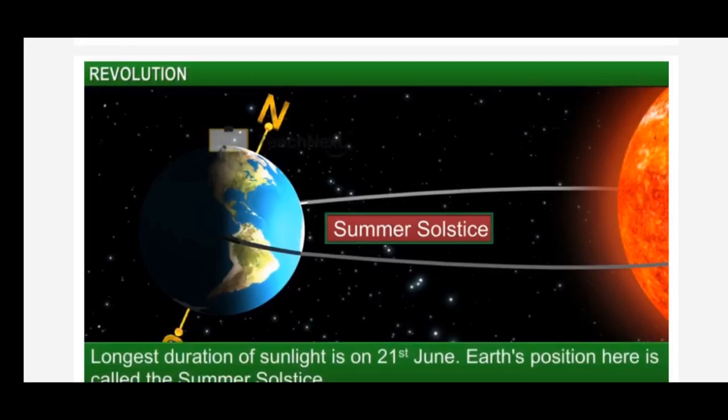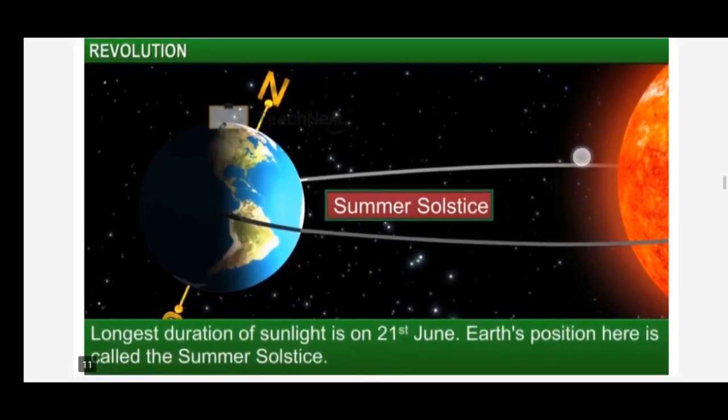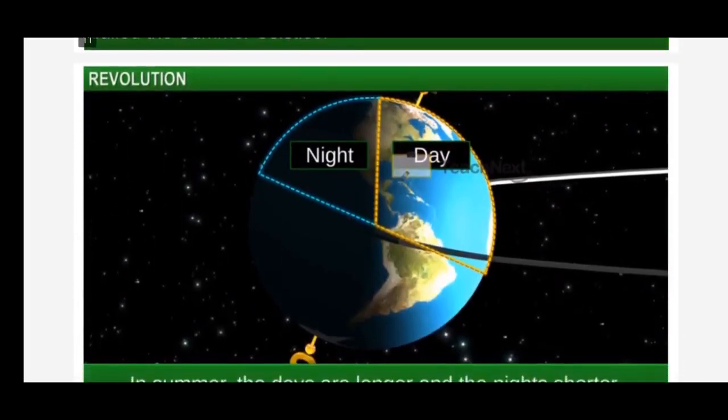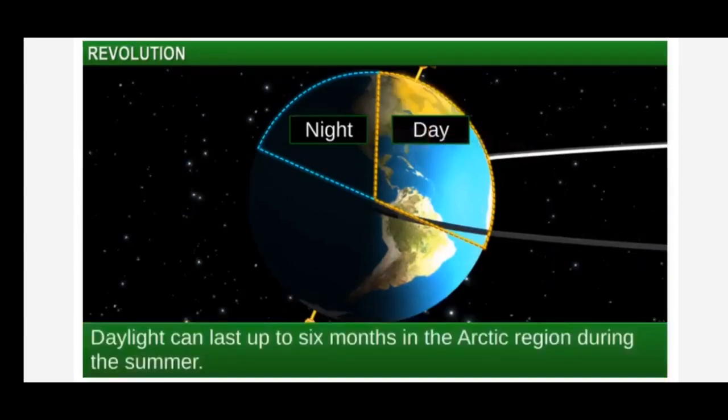This position of the earth is called what? Summer solstice. That means you will have the longest day on 21st June. The sunlight at these areas has its maximum duration at this time of the year. It means the duration of day is more when compared to nights. Hence we have longer days and shorter nights at that position.